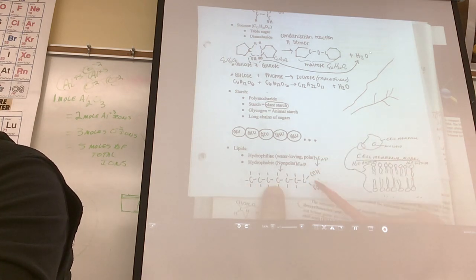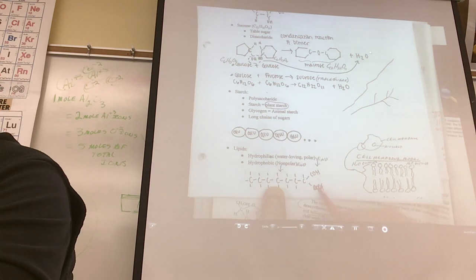Now, what's interesting about a fatty acid is it has the fatty part, which is non-polar, and at the end it has C double bond O OH. So we have an acid part which is polar.